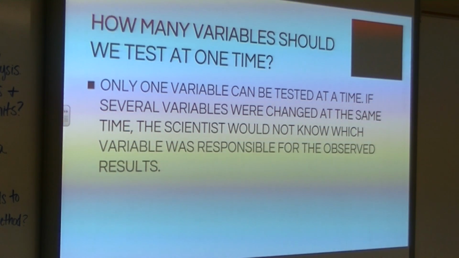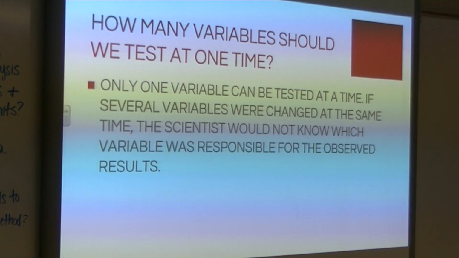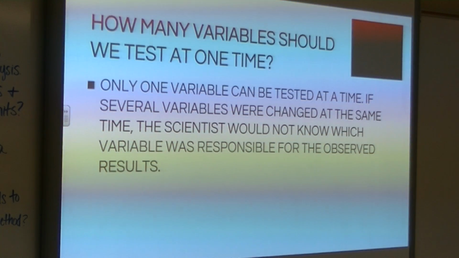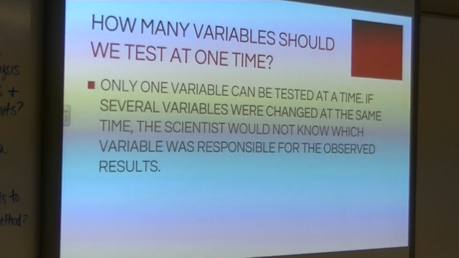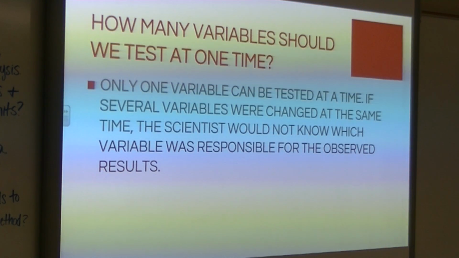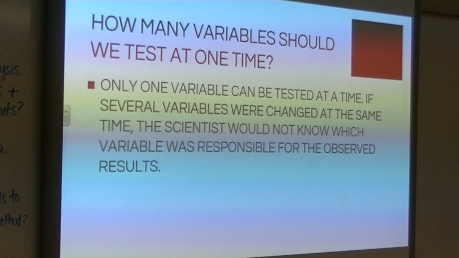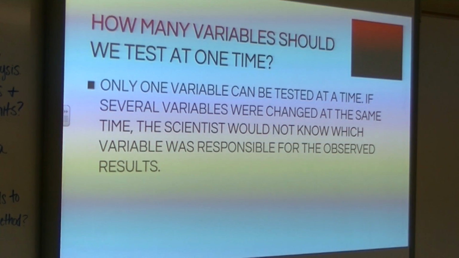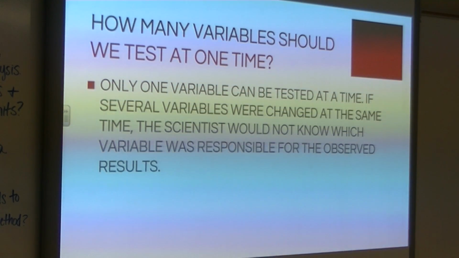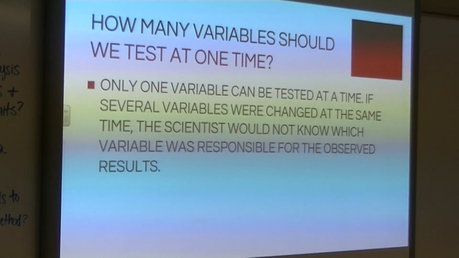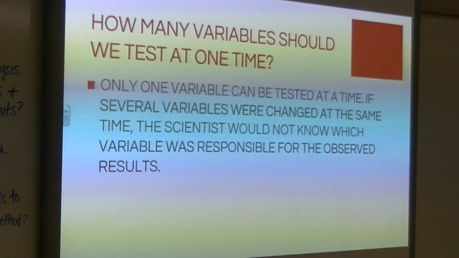Let's see, how can we shorten that? If you change more than one, you won't know which one is responsible for your results. So you always only do one independent variable. Remember, the one that changes is the independent. Only change one at a time. Okay?